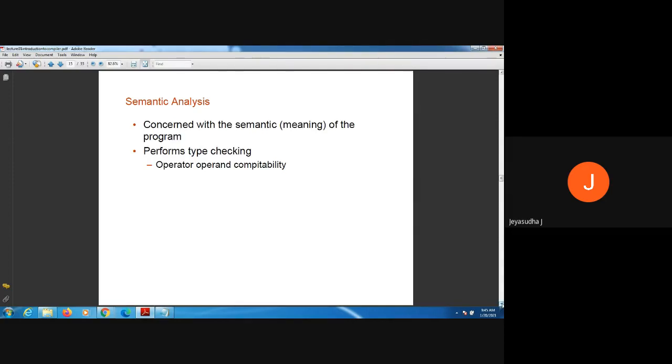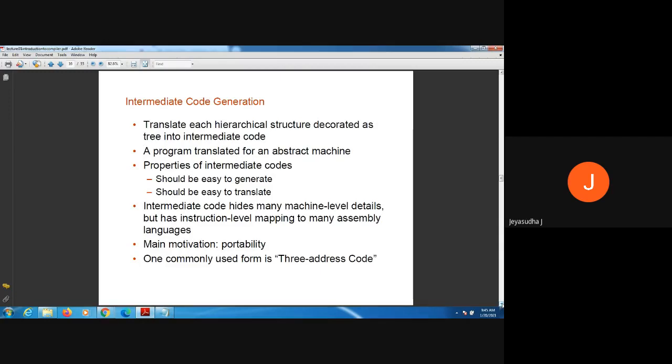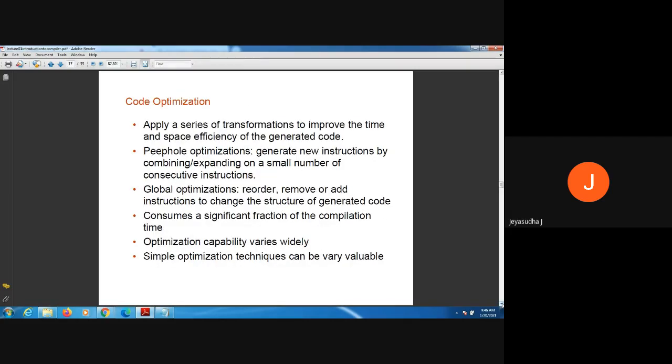The next one is this semantic. After doing the semantic analysis, it will be given to the intermediate code generation. In intermediate code generation, we always convert it to a 3 address code. I'll tell you how this 3 address code will be done. In intermediate code generation, this hierarchical structure is converted to an intermediate code.